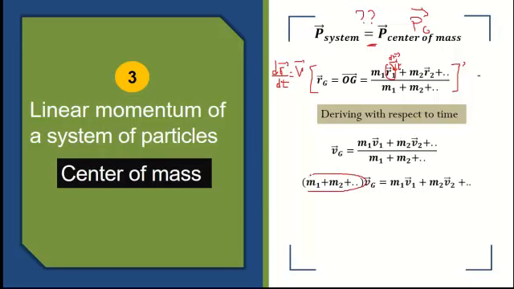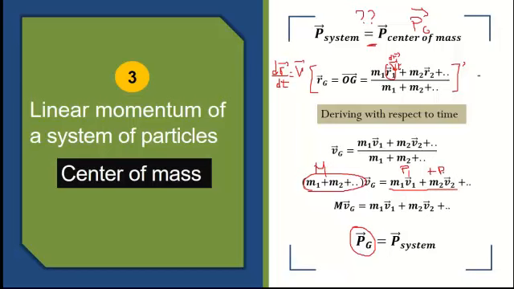This is what we call the total mass, m of the system. So m of the whole system times Vg, this is what you call P of the center of mass. So here we have m1 v1 plus m2 v2, which is what we call p1 vector plus p2 vector. And this is what we call P of the system. So we conclude that P of the center of mass of the system is equal to P of the system itself.